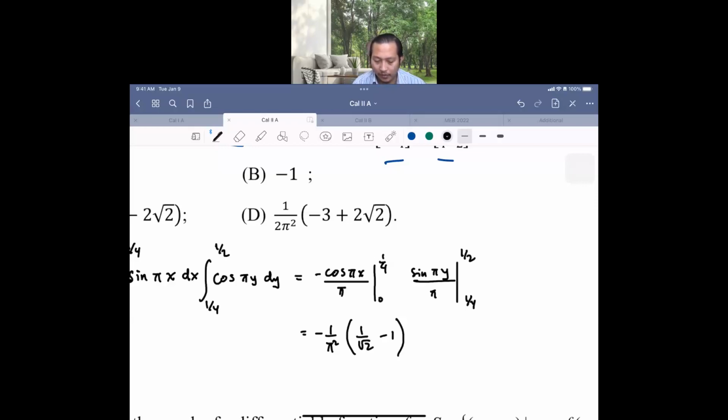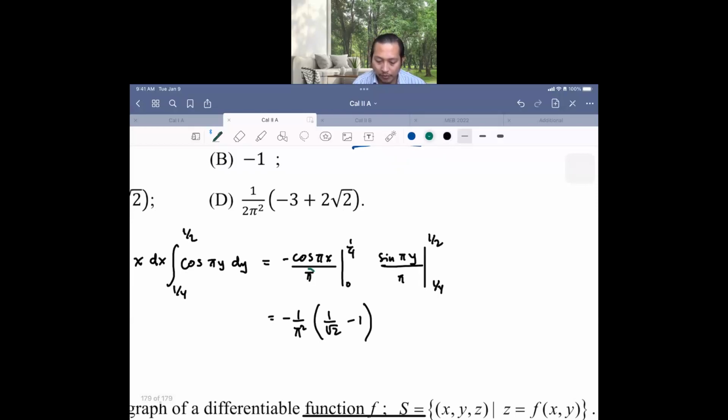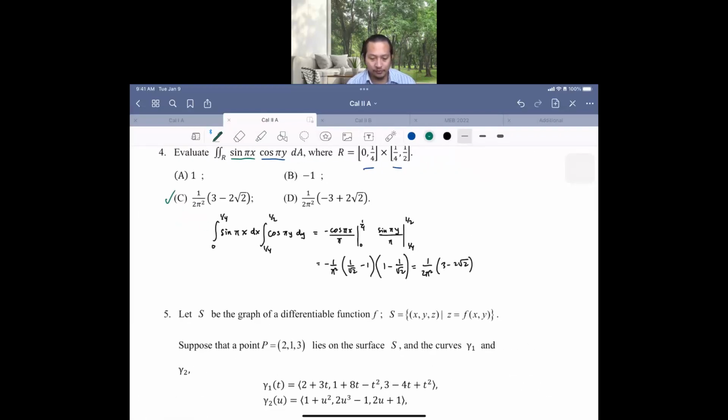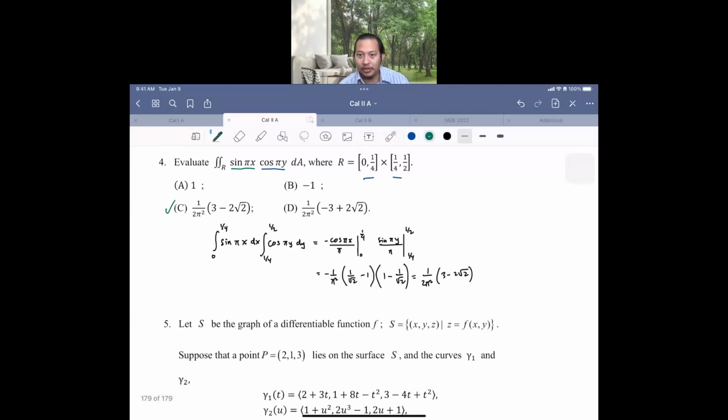The pi squared is from pi and pi. And then sine pi over 2 is 1, minus sine pi over 4 is 1 over square root of 2. Solving this, it will be 1 over 2 pi squared, and then times 3 minus 2 square root of 2. So it's going to be C. Any questions on number 4? I think it's not too complicated, right? Not too complicated.